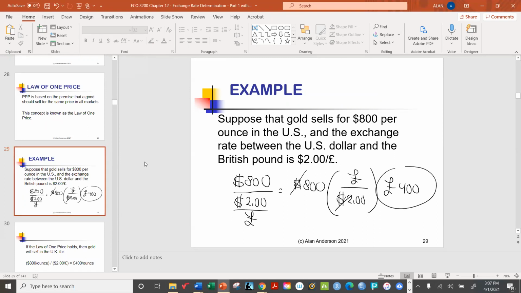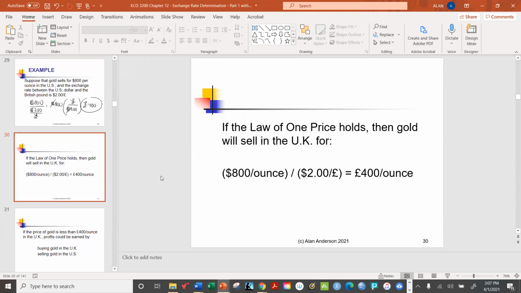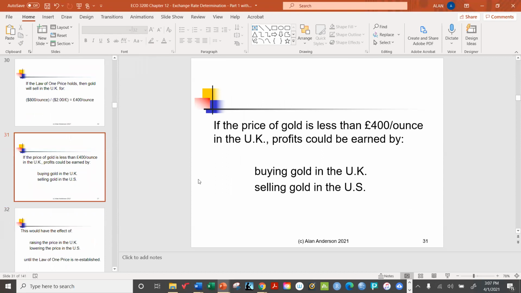All right. Now, if the law of one price holds, then clearly gold should sell for 400 pounds per ounce in the UK. But what if it doesn't? What if it's less? What if it's too low? Then we could earn arbitrage profits by buying gold in the UK where it is underpriced.